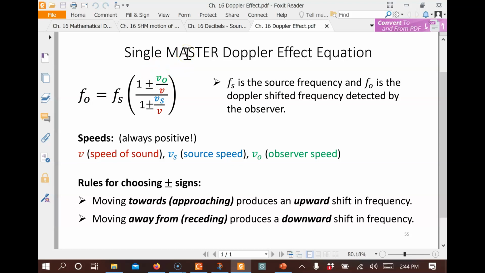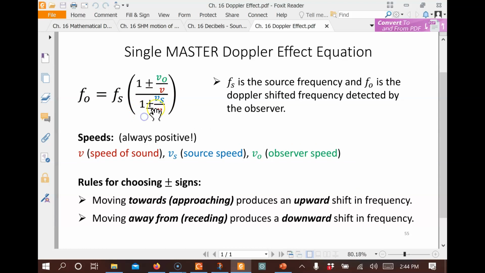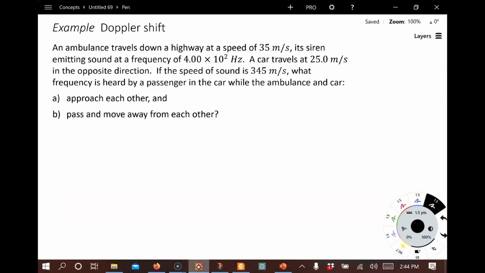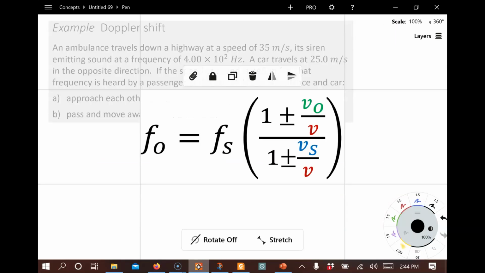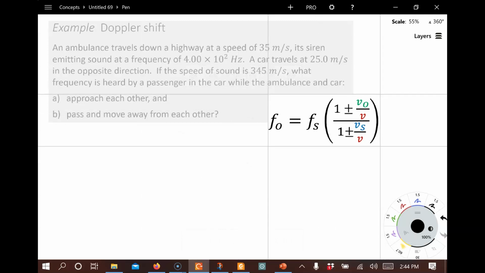And it's the opposite for the source. If the source is moving towards, approaching, it also needs to produce an upward shift, but because the source is in the denominator, you put a minus to make the denominator smaller, and that gives you an overall increase in the frequency here. So let's go ahead and we'll paste that equation in real quick so we can use it.